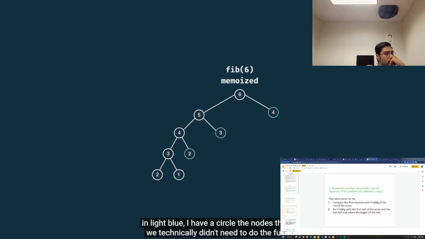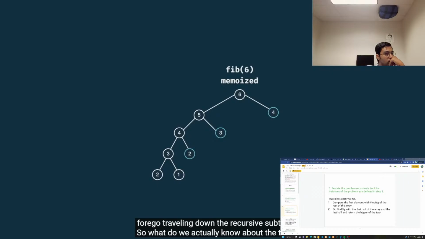Here in light blue, I have circled the nodes that we technically didn't need to do the full recursion at, right? So these nodes of 2, 3, and 4, for the small example of my initial fib of 6, I was able to fetch a value from my memo and forego traveling down the recursive subtree.